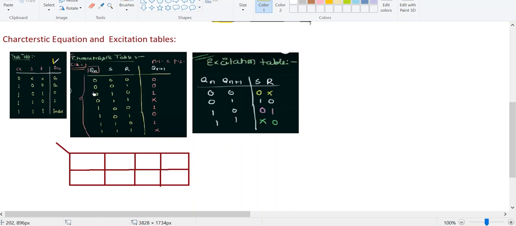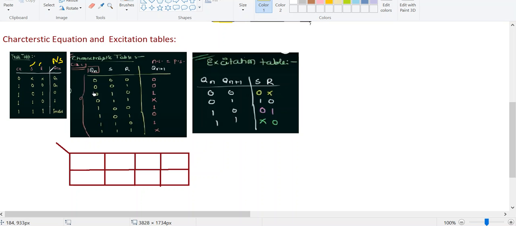Here Qn plus 1 is our next state. In order to get this next state, we depend upon Qn, which is the past state, as well as these S and R values. I am always considering the clock signal equal to 1. When the clock is equal to 0, irrespective of the inputs, I get my memory state. So the memory state is also occurring here, meaning no change of data is occurring.